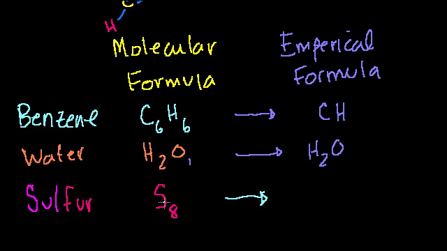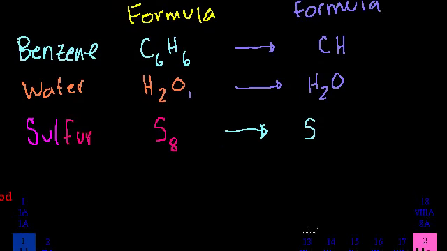So for the empirical formula, you treat it as only one atom in this molecule. You divide by 8 and you get S. So you just know that all you've got there is sulfur. So let's just do one more.